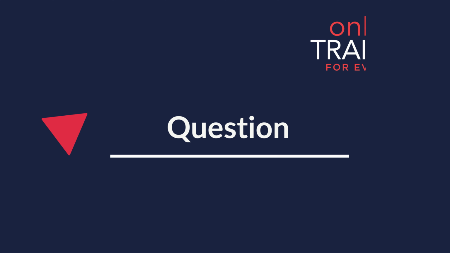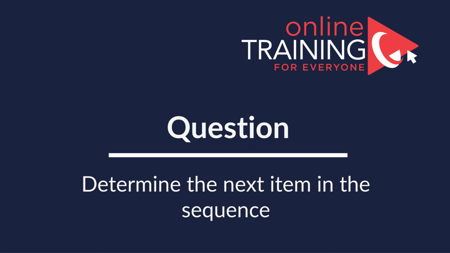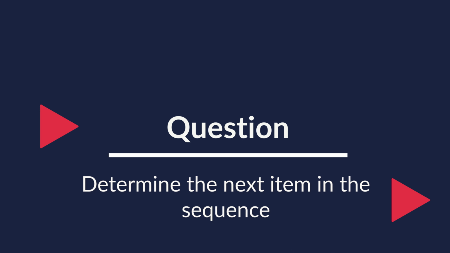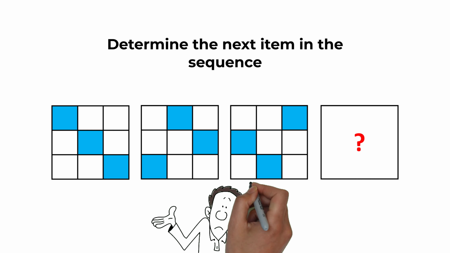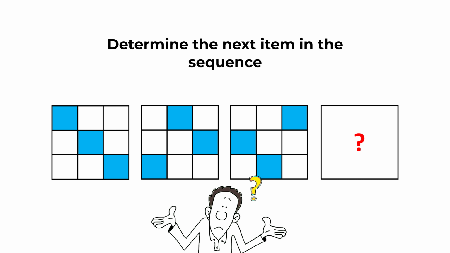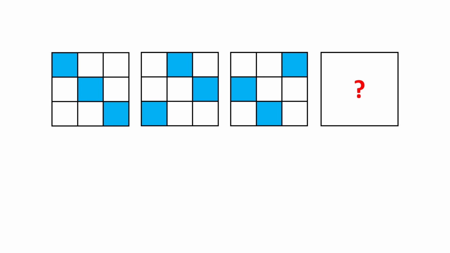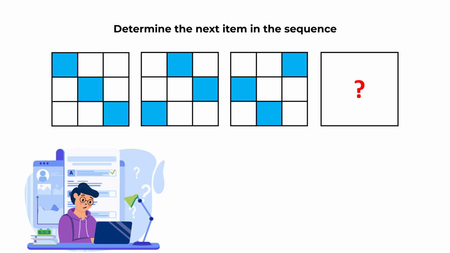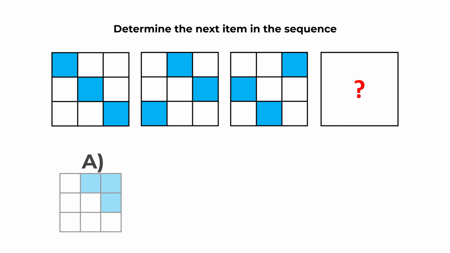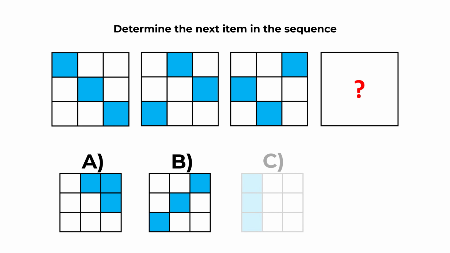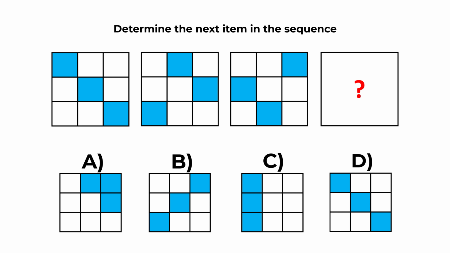Here is a very interesting problem that you might frequently get on the test. You need to determine the next item in the sequence. You're presented with the sequence of large squares. Each large square contains 9 small squares inside, and small squares are of different colors. You need to determine the next item in the sequence, and you have 4 different choices, A, B, C, and D. Do you see the answer?